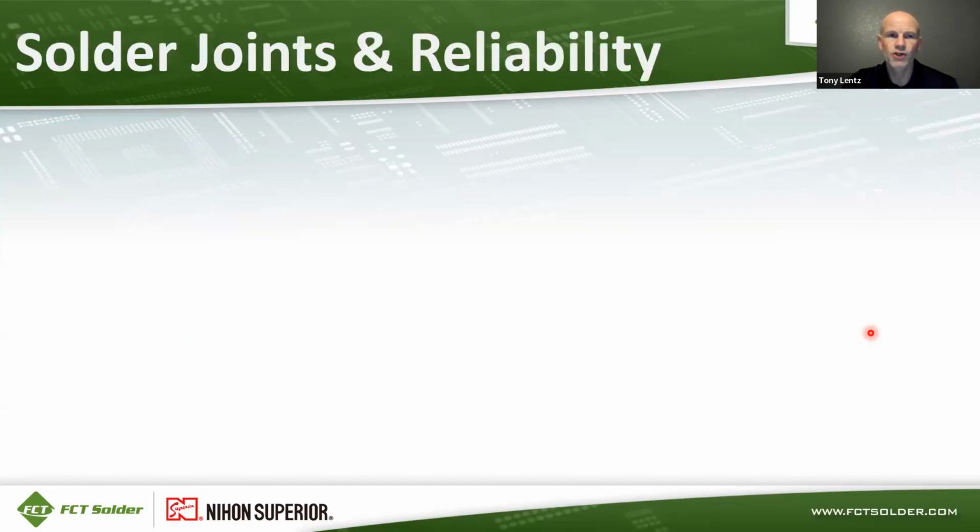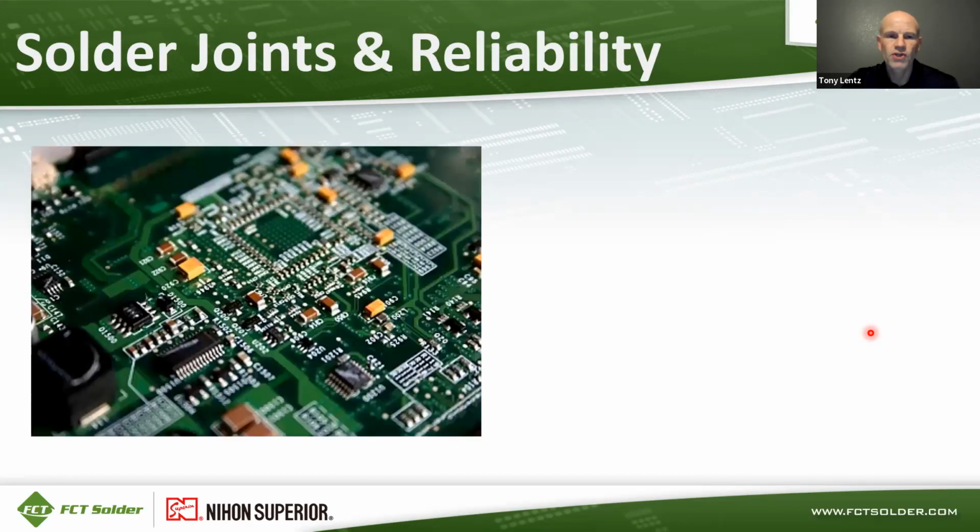So let's talk about solder joints and how they play a role in reliability. Here's a picture of a circuit board that has lots of different components on it. And there are many hundreds of solder joints, possibly thousands of solder joints on this circuit board. So every single solder joint, of course, provides an opportunity for failure. So the more solder joints there are, obviously, the more opportunities for failure there are.